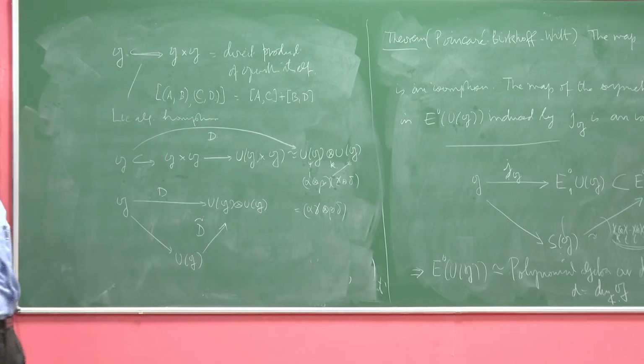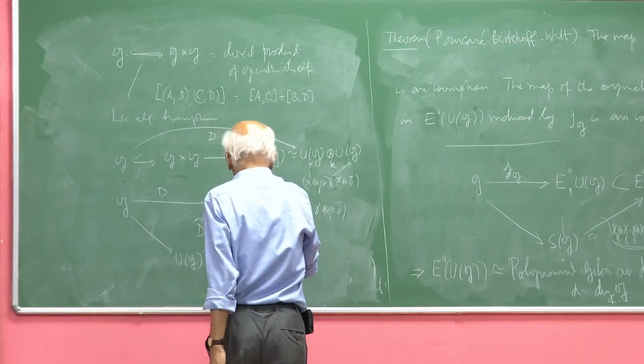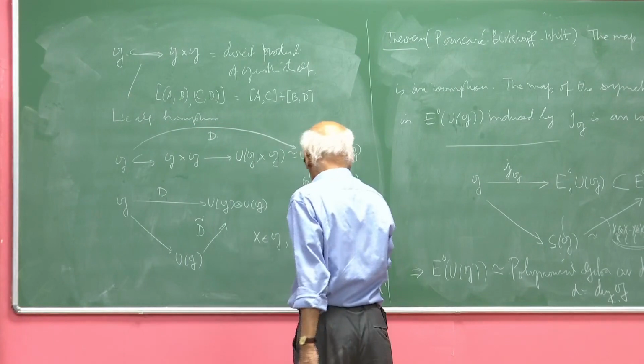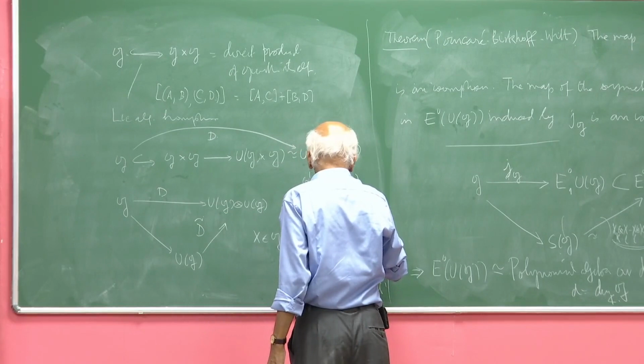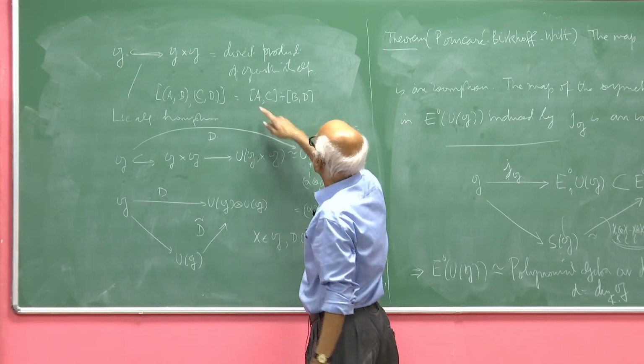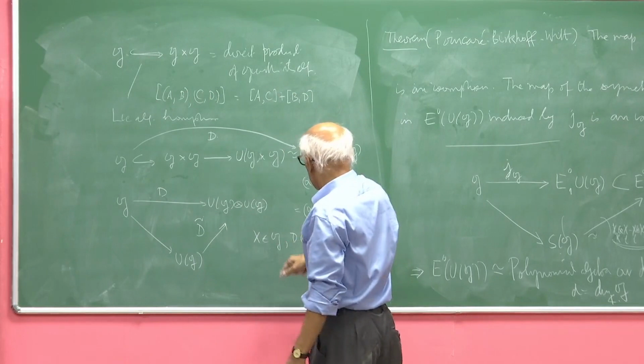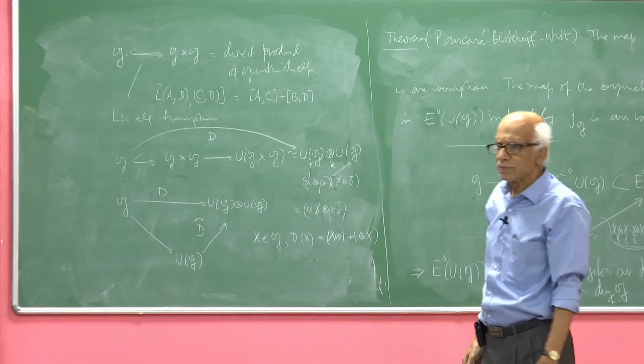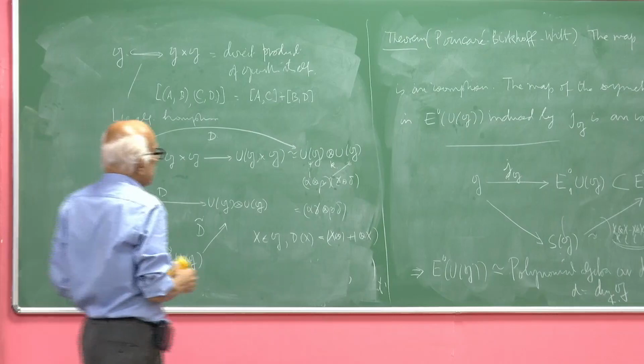And for x in G, D tilde of x is easily seen to be x tensor 1 plus 1 tensor x, because it goes into (x,x) in G cross G, and in UG tensor UG it goes into x tensor 1 plus 1 tensor x. It's trivial checking. So we will make use of this D tilde here.